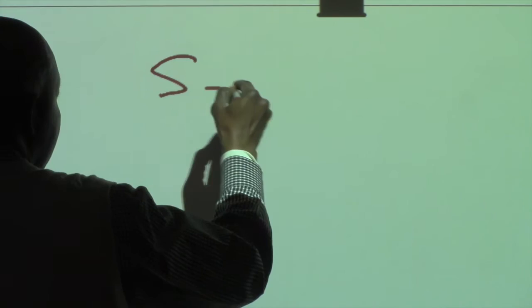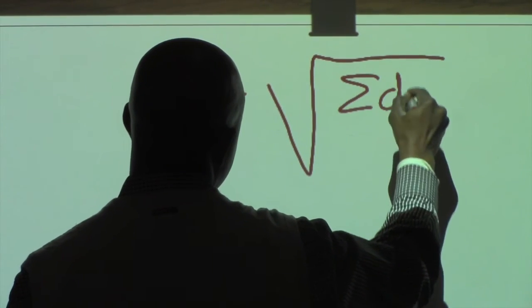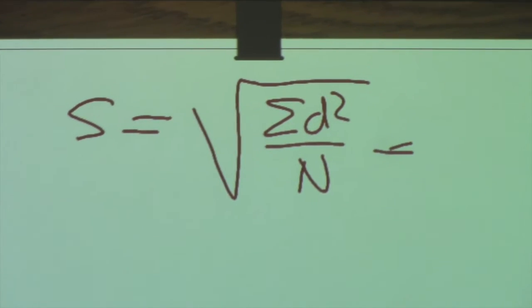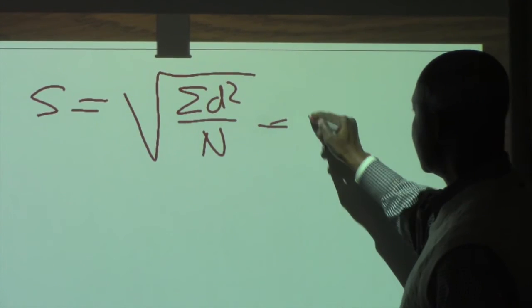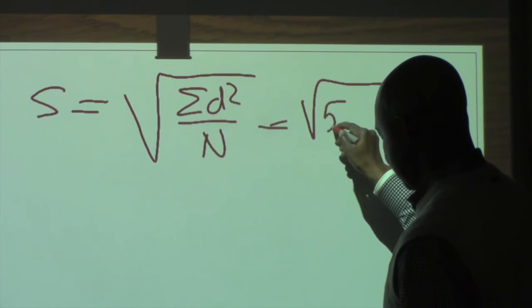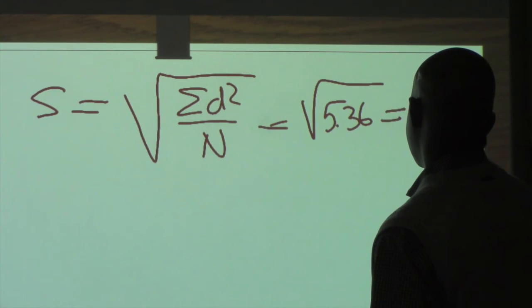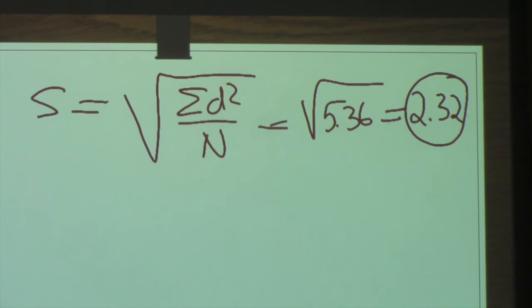So the formula we are applying will be S equal to the square root of what? The summation of D squared divided by N. When I did the addition of all the D squares divided by N and got this, my result was what? 5.36. I took the square root of that. My answer is 2.32. So that's the standard deviation for what we are looking for. Okay? That will give us our standard deviation.